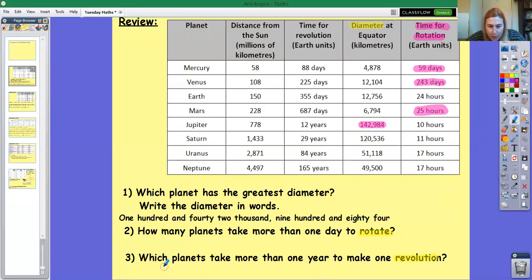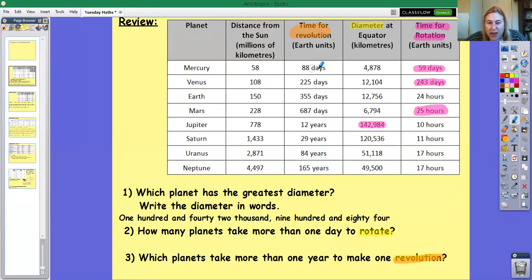Now let's look at which planets take more than 1 year to make one revolution. So let's look at the revolution column. Time for revolution is there, so it's this column we're looking at. We're looking for planets that take more than 1 year. So how many days are there in a year? Well, I know that there's 365 days in a year, so let's look at the numbers and see which planets have more than 365 days.